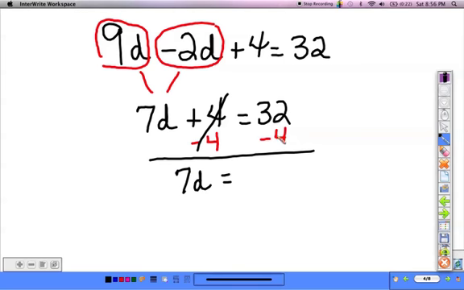And 32 minus 4, we subtract because the signs are different. And then the opposite of multiplying by positive 7 is dividing by positive 7. So you get a positive 1d. Of course, we don't write the 1. And then 28 divided by 7 gives you a positive 4.